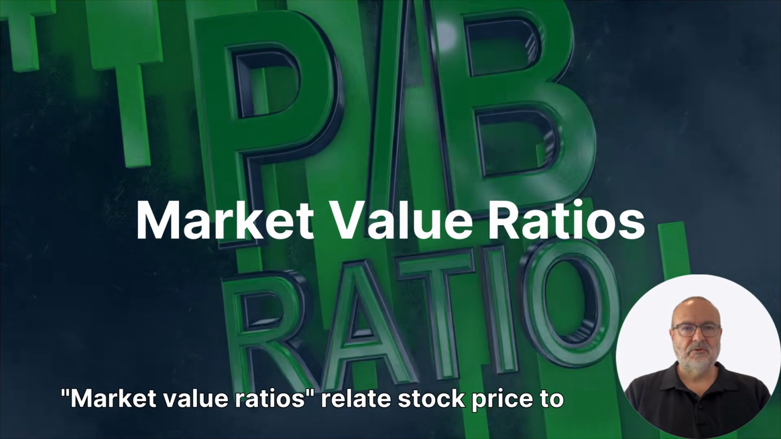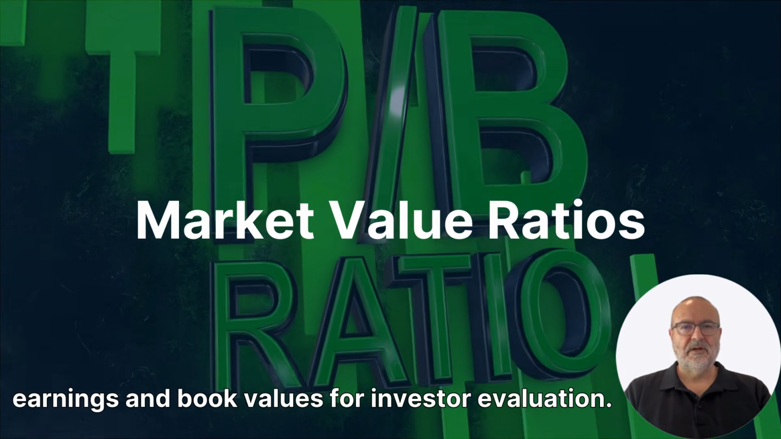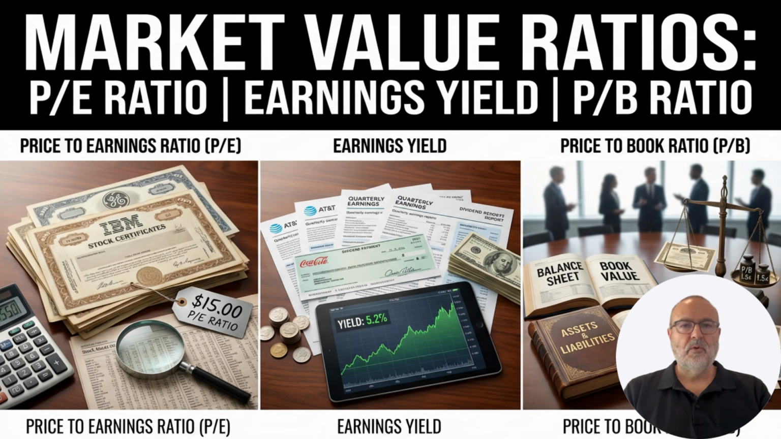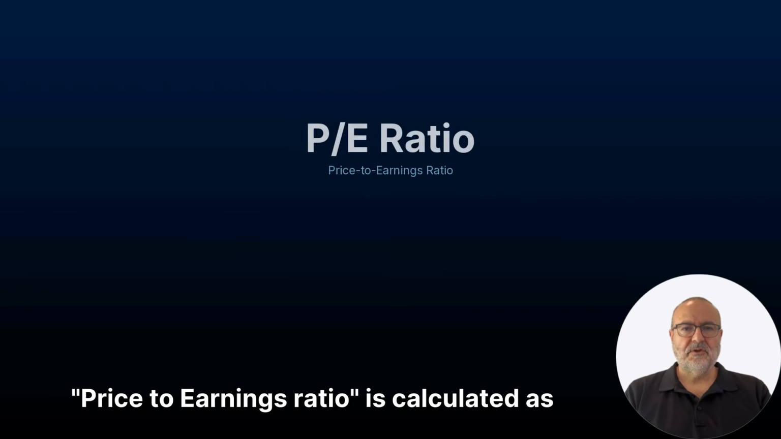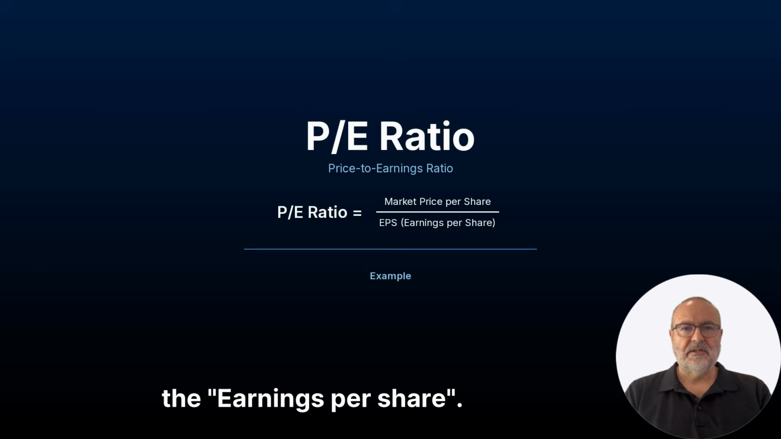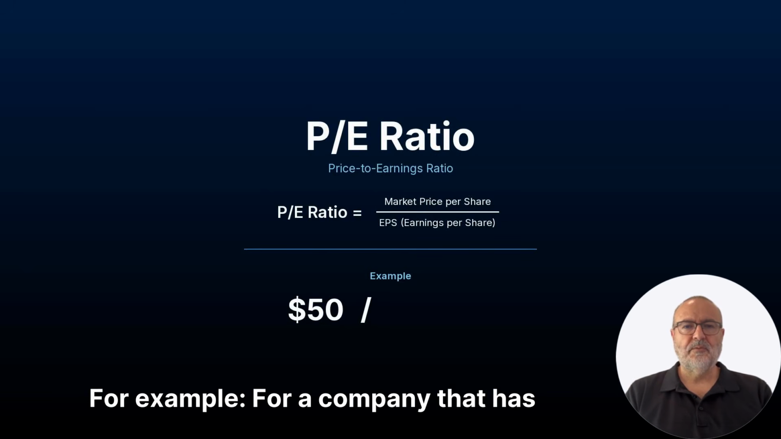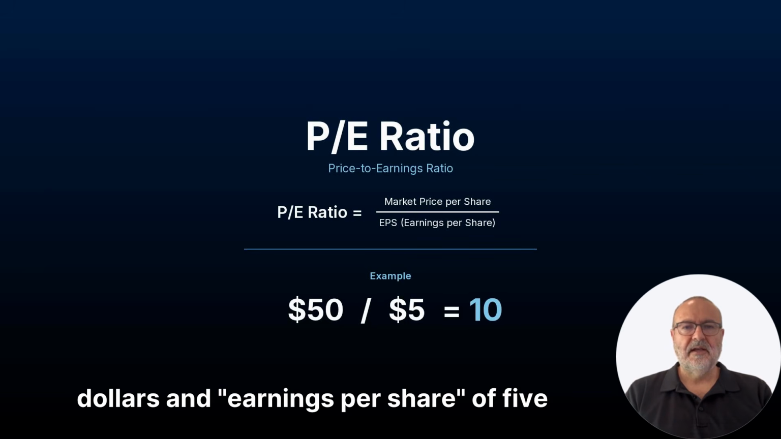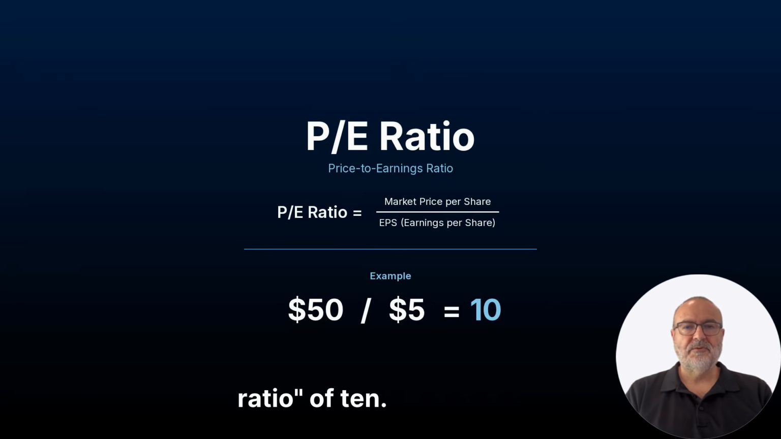Market value ratios relate stock price to earnings and book values for investor evaluation. Some of the important market value ratios include price to earnings ratio, earnings yield, and price to book ratio. Price to earnings ratio is calculated as the market price per share divided by the earnings per share. For example, for a company that has a market price per share of $50 and earnings per share of $5, the price to earnings ratio would be 10.